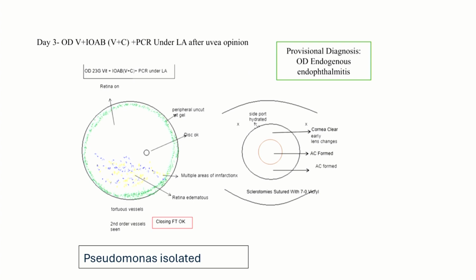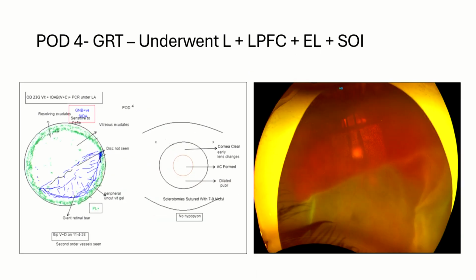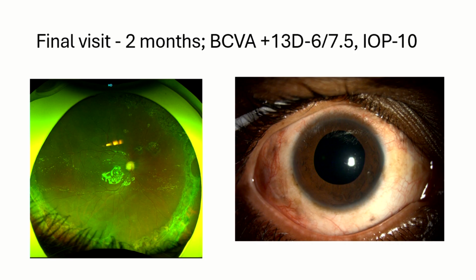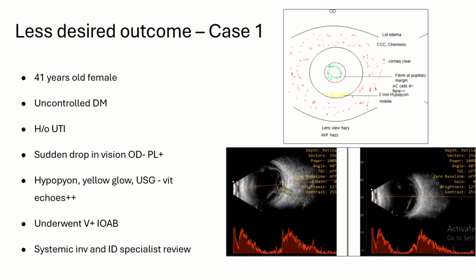After surgery, vitrectomy, he was doing very well, Pseudomonas, but then this happened. It's a GRT. At this time I had spared the lens because the lens was clear, but then I had to take it out. At the final visit, 2 months, the patient's vision is 6/7.5 with plus 13 lens, happily using a contact lens. IOP is 10, oil-filled eye. He's yet to follow up. Again, sometimes even complications happen. I think with the right approach, we should be able to get away.